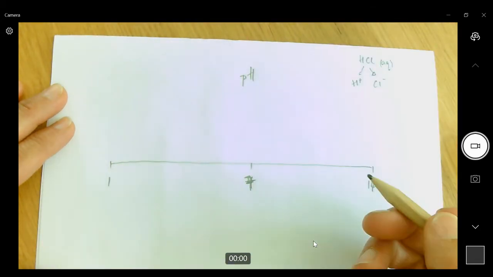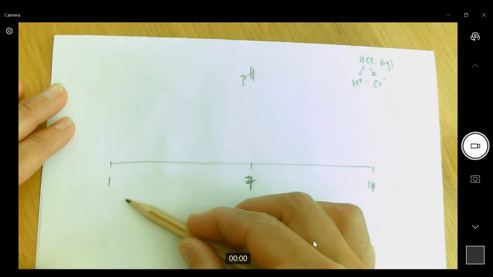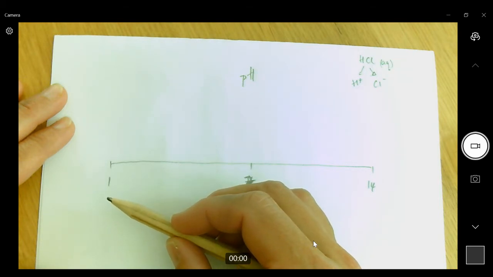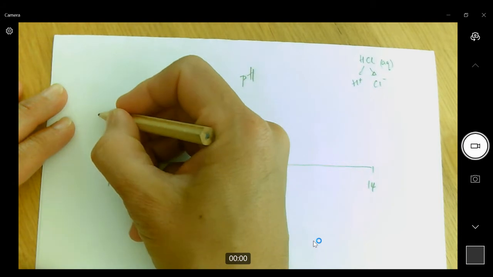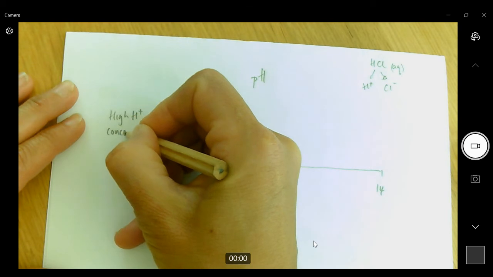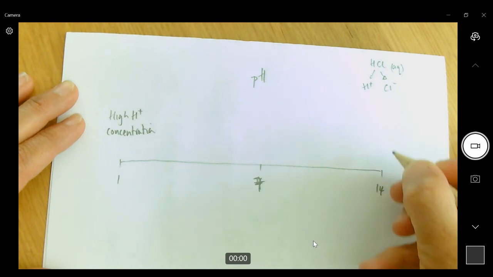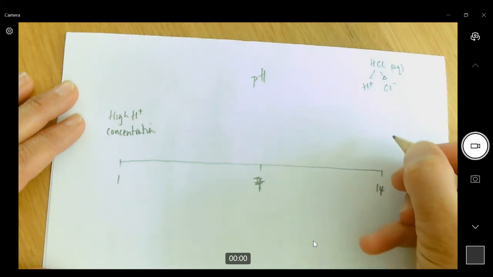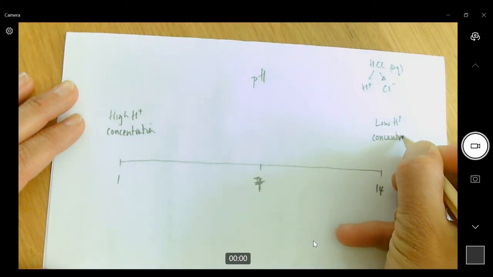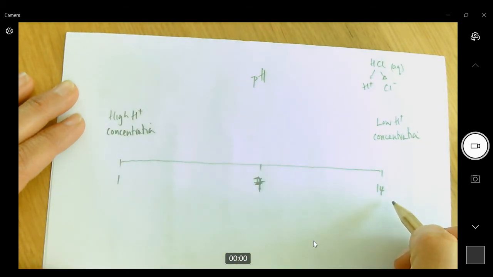pH, they think, stands for the power of hydrogen. And this scale is a measure of the amount of hydrogen ions in any solution. So if something has a low pH, it has a very high hydrogen ion concentration. And conversely, if something has a very high pH, an alkali, it has a very low H+ concentration. And we go from high concentration to low concentration as we move up this scale.